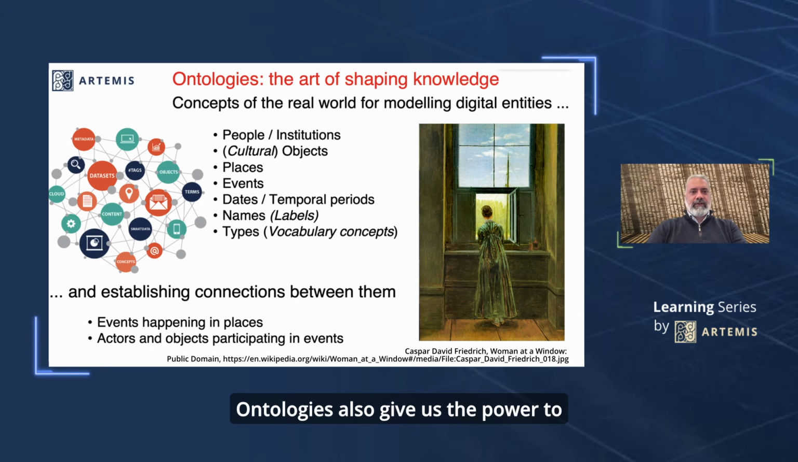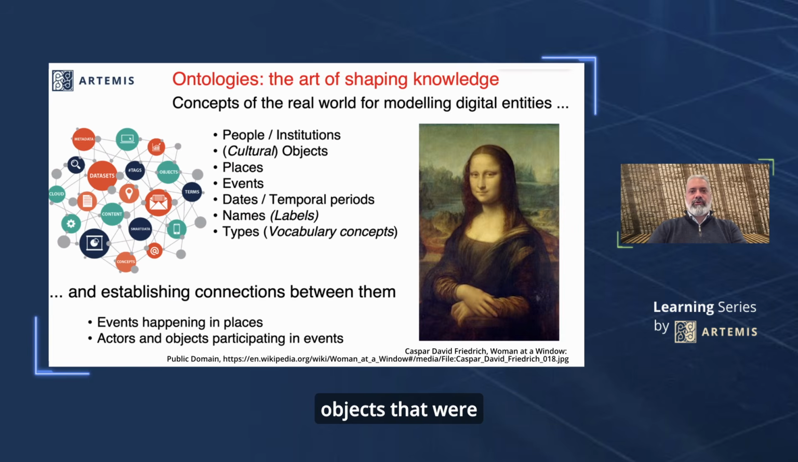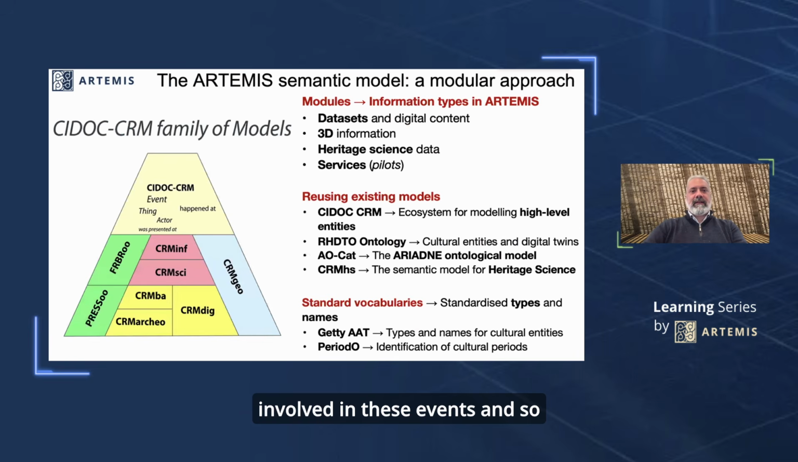Ontologies also give us the power to establish semantic connections between these elements and build narratives in digital form that can reproduce the facts, the events, and the conditions that we observe in the real world. For example, we can model and describe events that happened in a certain place and then connect them to the people and the objects that were involved in these events, and so on.